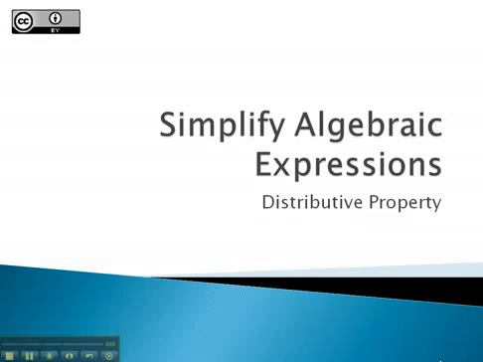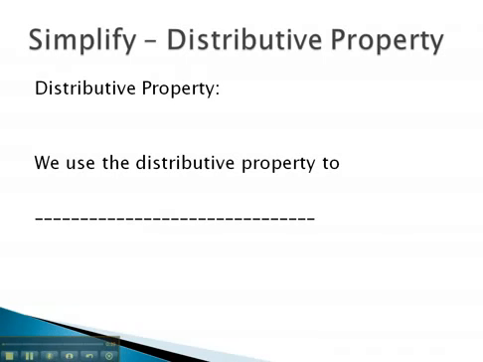In this video, we're going to simplify algebraic expressions using an important property called the distributive property. The distributive property simply says that if we have a number in front of parentheses with maybe something else inside it, a times b plus c.